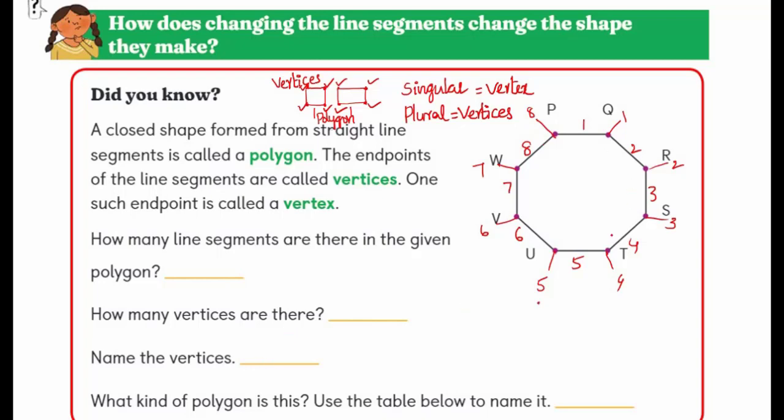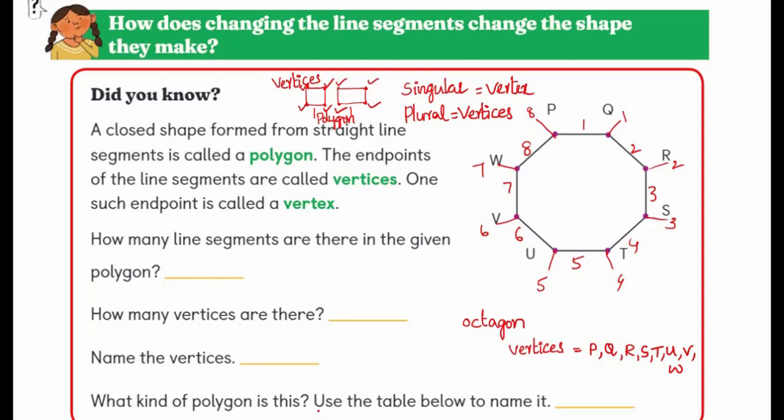It is having how many sides, children? This polygon is having 8 sides. So it is an octagon. In the octagon, you have to name the vertices. P, Q, R, S, T, U, V and W are the vertices.